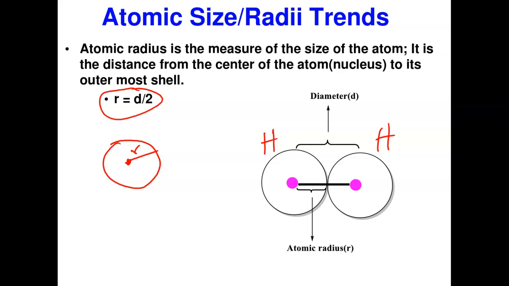So it is just the measure of the size of the atom. It is the distance from the center of the atom, or the nucleus, to the outermost shell. It has to be the outermost shell of that atom, because apart from hydrogen and helium, other atoms in the periodic table will have more than one shell. So we should look at this as a mathematical radius. That helps to look at it and understand it that way.